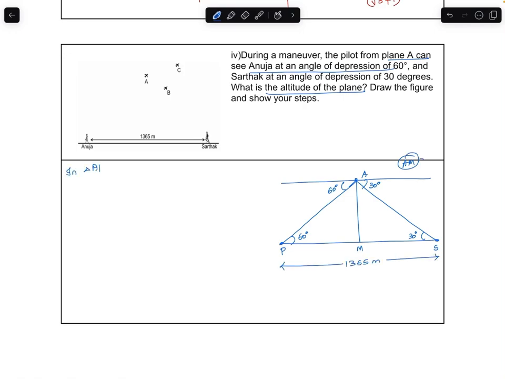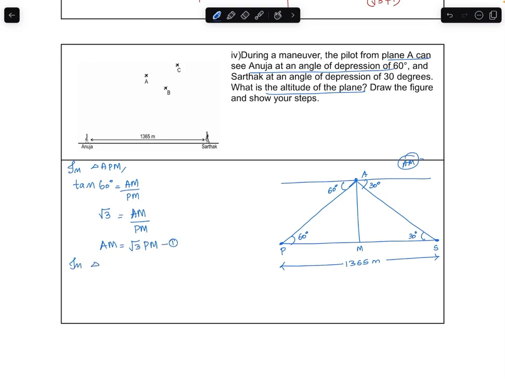We are going to work with the two right angle triangles, and AM is common to both the right angle triangles. In triangle APM, tan 60 is equal to AM upon PM. Tan 60 is root 3, so root 3 is equal to AM upon PM. That is, AM is root 3 times PM. So we got the value of AM using the triangle APM. The same way we will get the value for AM using the triangle AMS. Let this equation be named as 1.